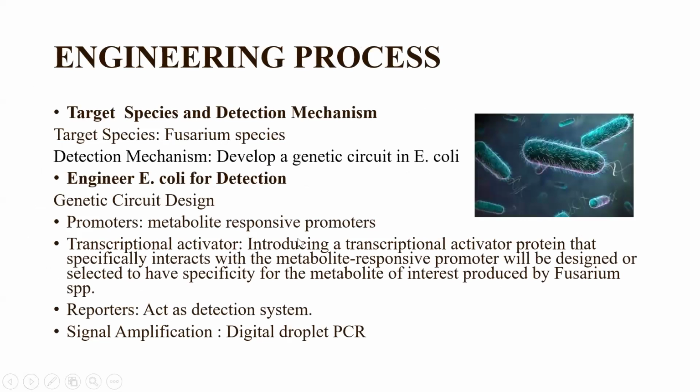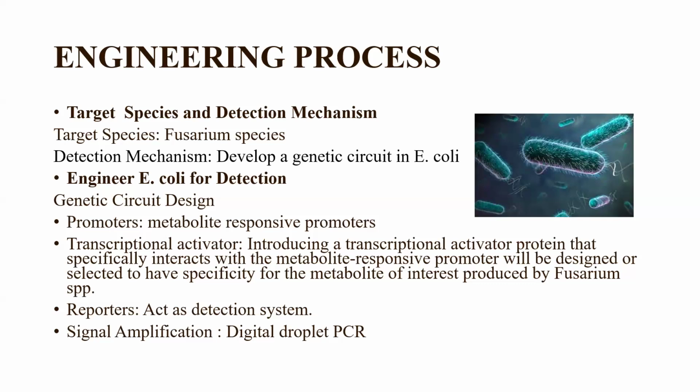All right, thank you very much. So let's look at the engineering process. I'm Erick Kibirige. In our engineering process, first of all, we shall identify the target species, that will be the Fusarium species. Then we shall use a detection mechanism where we shall develop a genetic circuit. The Fusarium species, as we had in our background, is one of the major pathogens that attacks cassava plants. So we shall engineer E. coli to be used for detection.